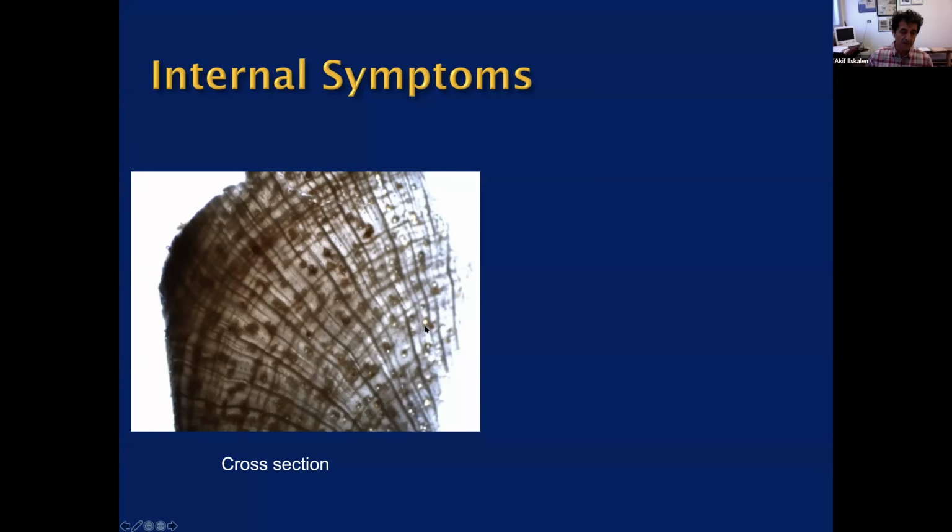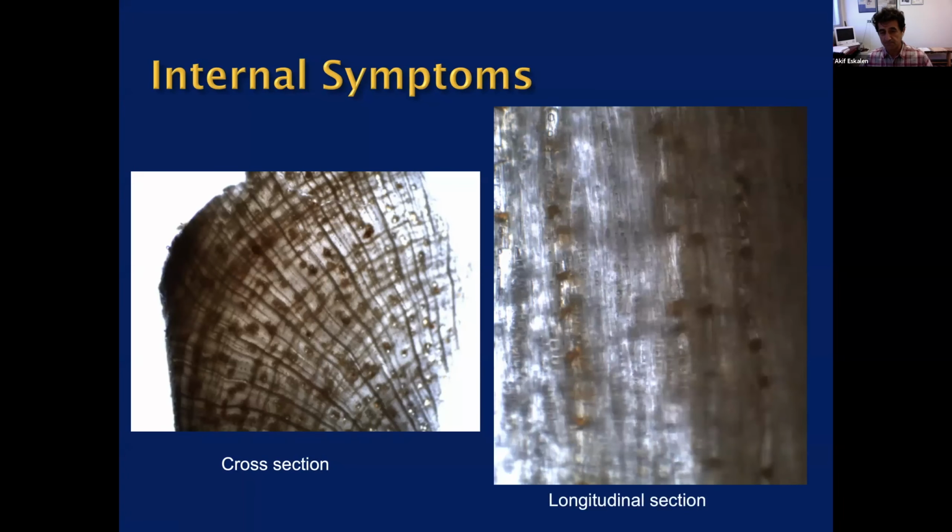So in this cross section of the wood tissue, I'm just trying to show you that some tylosis and gumming could be produced by the plant to prevent the movement of the pathogen, and that is the one that could cause the dieback on the plant.